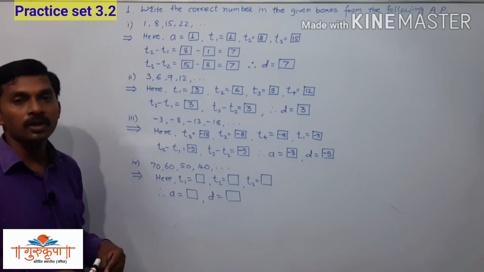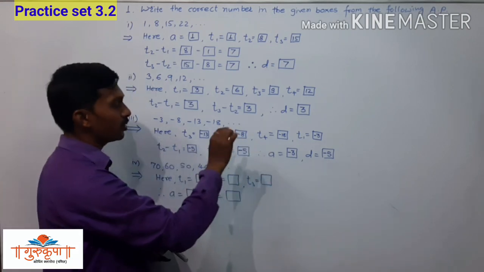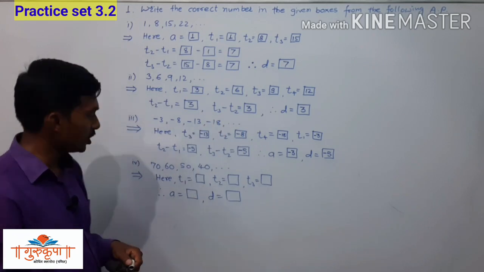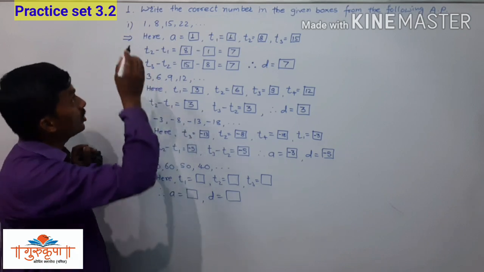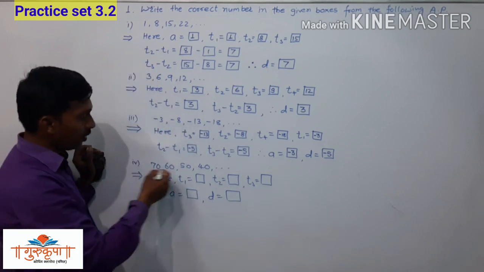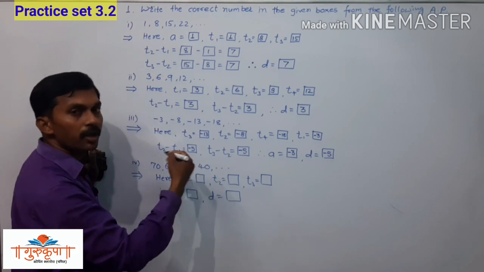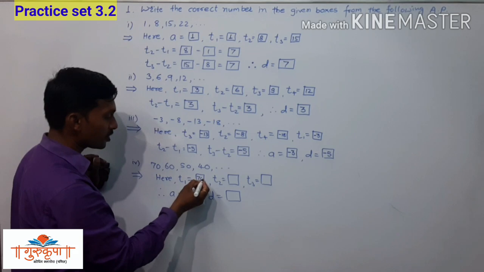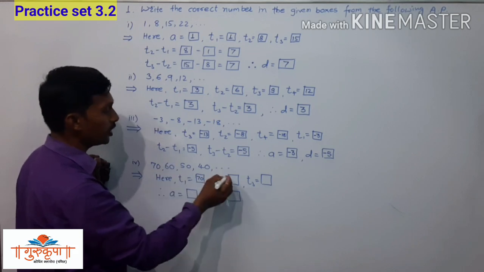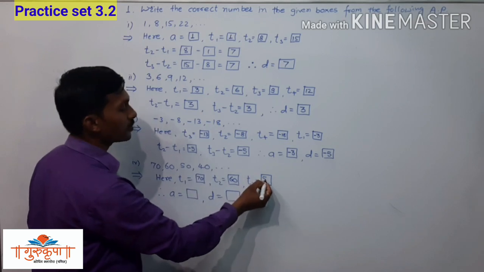There we have to take the calculations on the rough page and we have to just write the proper numbers into the boxes. Now here the last example, that is example number 4 from question number 1. Here we have given an AP 70, 60, 50, 40 and so on. Here we have to write T1, that is 70. We have to write T2, that is 60. And here we have to write T3, that is 50.